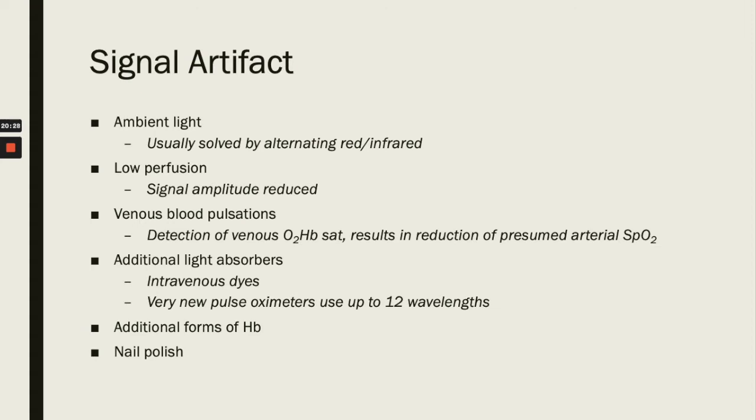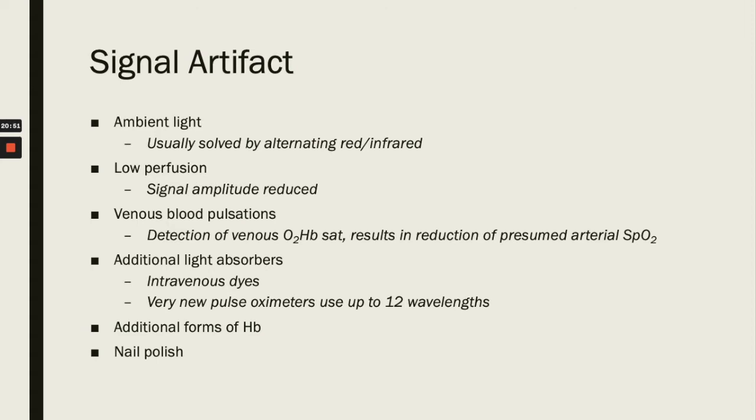Low perfusion, our signal amplitude is reduced. So when we have low perfusion or low cardiac output, we are prone to see some signal artifact. If we have detection of venous blood pulsations, that results in a reduction in the presumed arterial SpO2 as well.